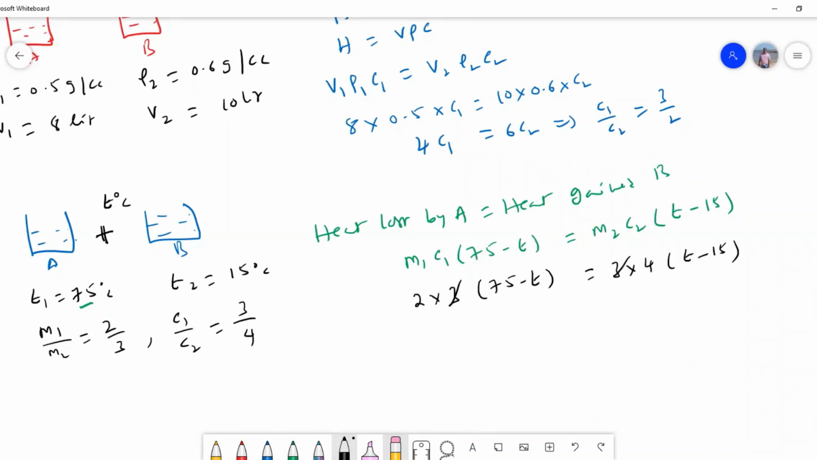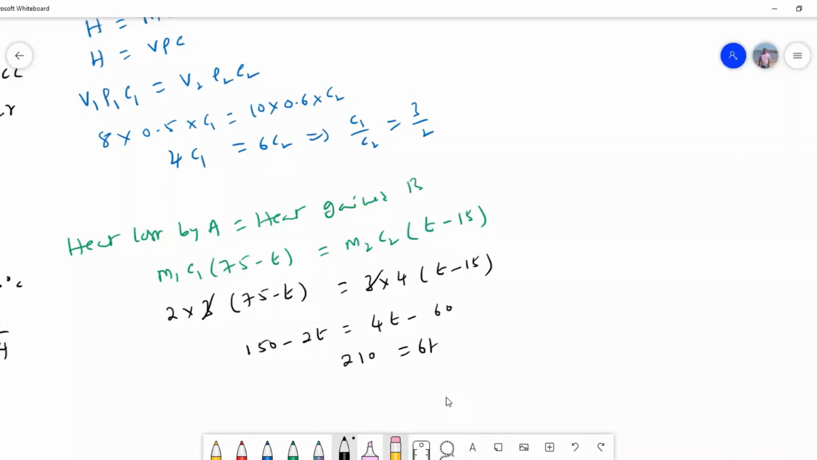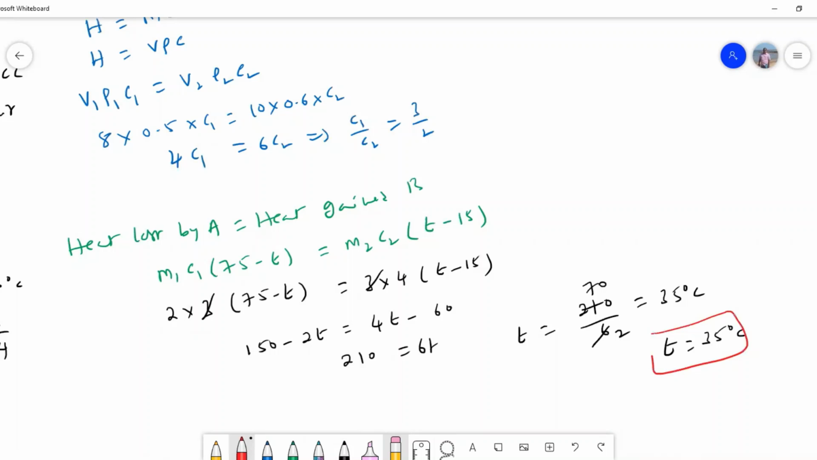So this 3 cancels. So 150 minus 2T is equal to 4T minus 60. So 210 is equal to 6T. So ultimately T is equal to 210 by 6. So we can cancel 3 twos, and 70 is nothing but... 35 degrees. So the resultant temperature is 35 degree centigrade. This should be your answer.